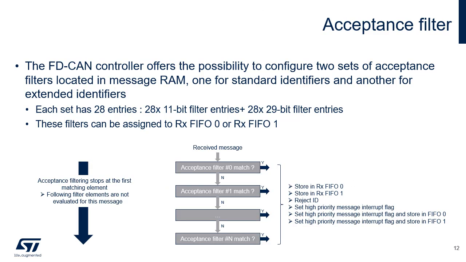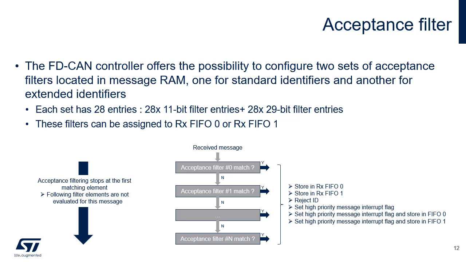The FDCAN controller offers the possibility to configure two sets of acceptance filters, one for standard 11-bit identifiers and another for 29-bit extended identifiers. Each filter element is configurable for acceptance or rejection filtering. Each filter element can be enabled or disabled individually. Filters are checked sequentially, and execution stops with the first matching filter element.